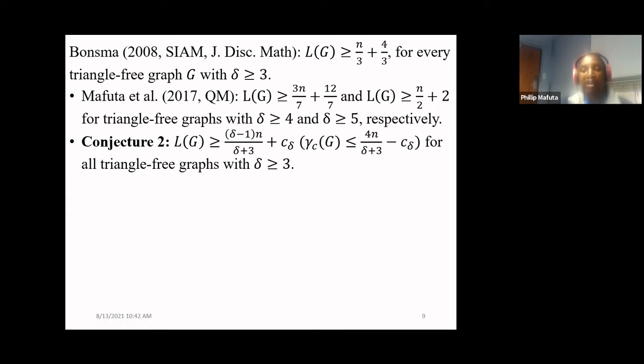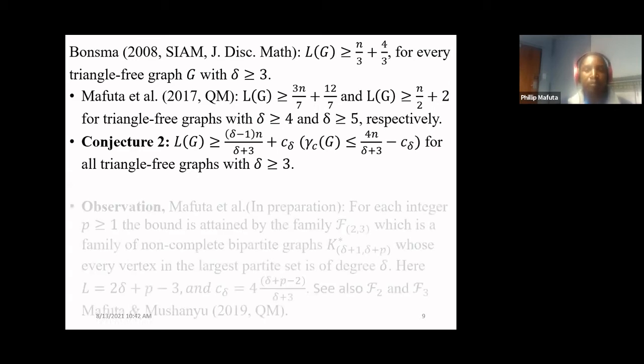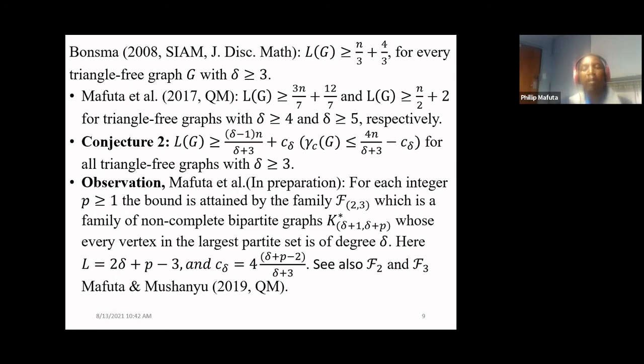What is in the bracket here is the corresponding account for the connected domination number. So it means you can state it in form of the connected domination number. Here's an observation that we made.